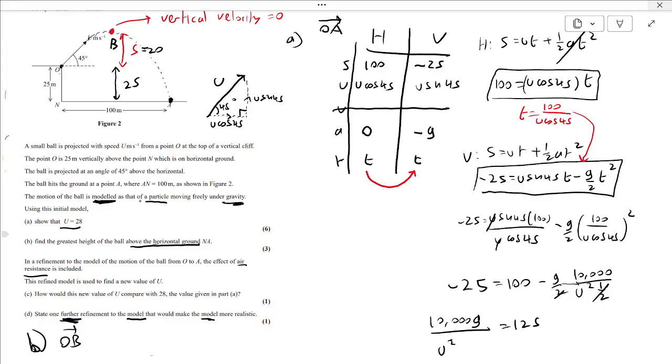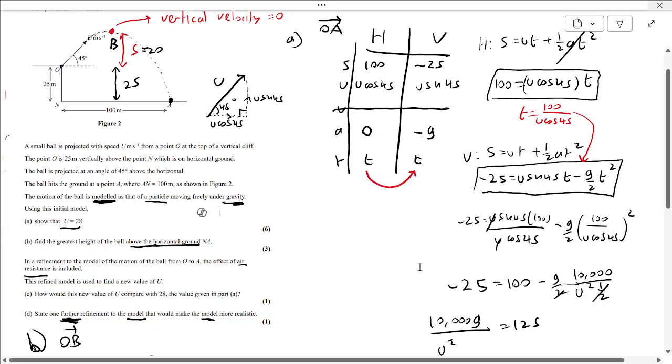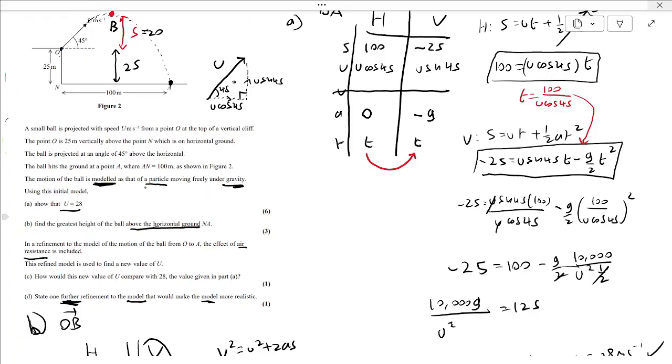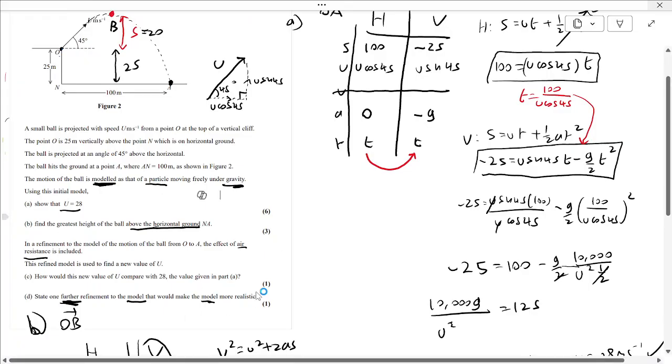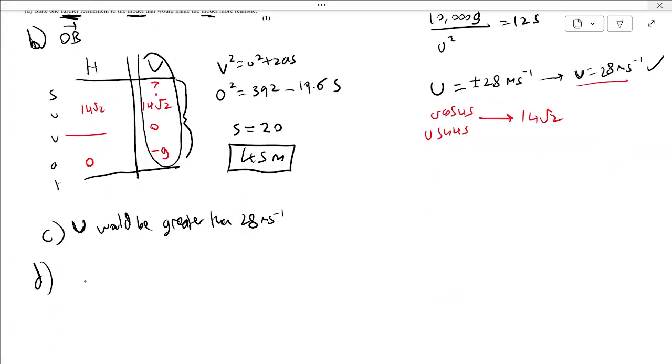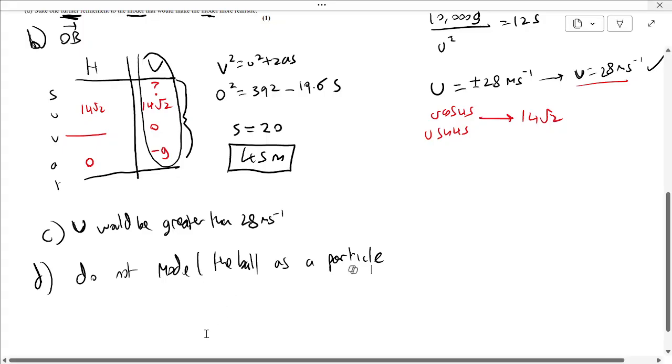Usually the best answer for this one is just talk about modelling the ball as a particle. That's a very safe bet. That's always going to be there in the mark scheme, unless it's explicitly said that one already, then give it a different one. Modelling the ball as a particle, it's always in there. It's a good choice. That's what I'm going to write. So because the ball is modelled as a particle, to make a more realistic model, I'm going to say, do not model the ball as a particle. That's the easiest answer. You look for the model and you see what you would change.